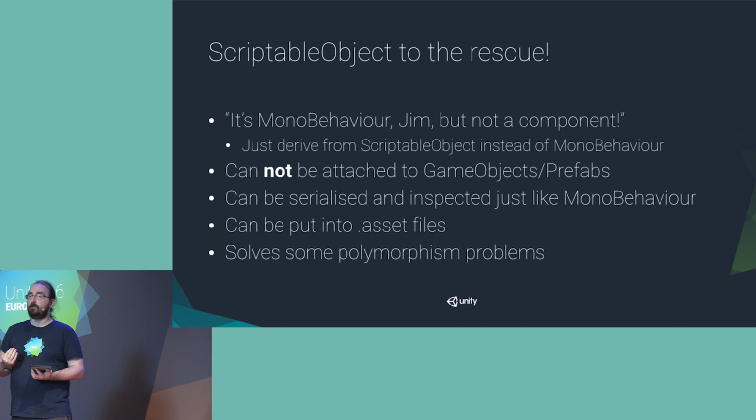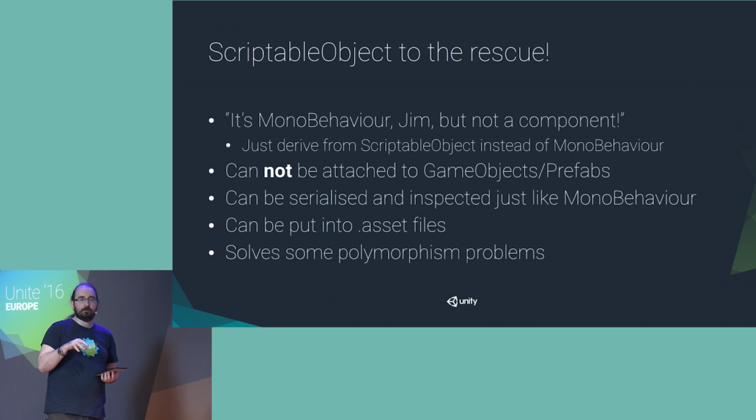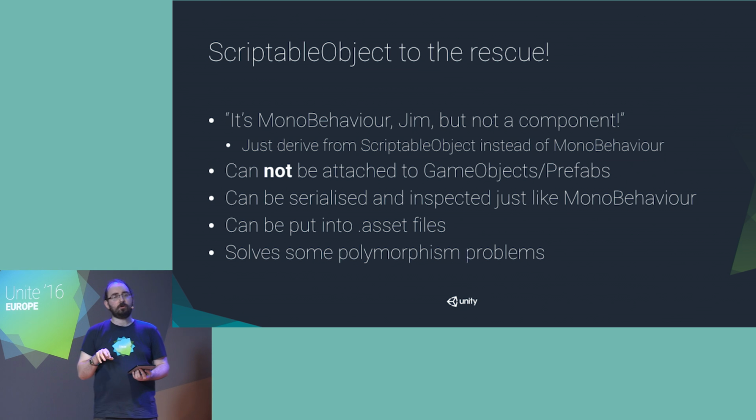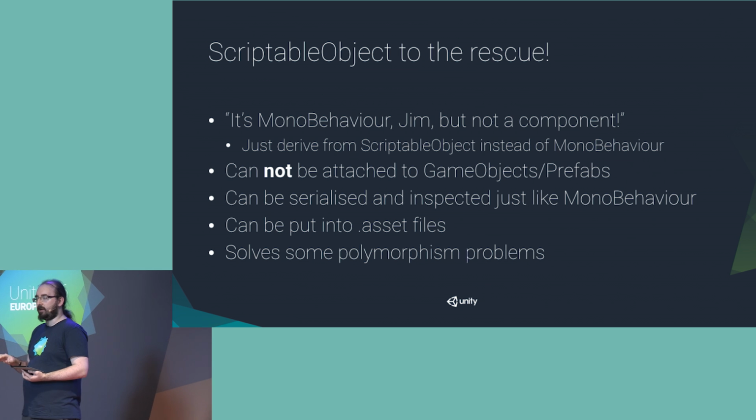It also solves some polymorphism problems. If you've gone deep into Unity serialization code before, you will have discovered that you can't use subclasses of things and then have them serialized correctly. With Scriptable Object, you can actually work around a lot of that.